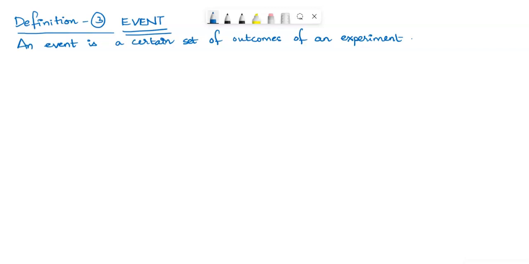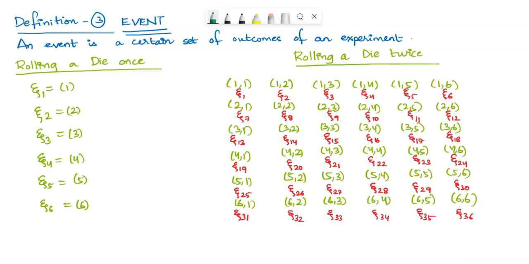Coming to event, an event can be defined as a certain set of outcomes of an experiment. So for example, on the left hand side, we have considered the example of rolling a die once. On rolling a die once, we will have 6 possible outcomes: 1, 2, 3, 4, 5 and 6. Similarly, if we roll a die twice, we will have 36 possible outcomes, as mentioned on the right hand side of the slide.